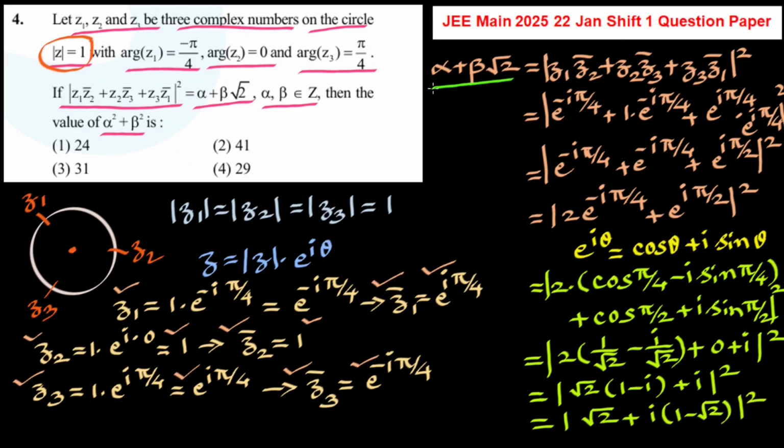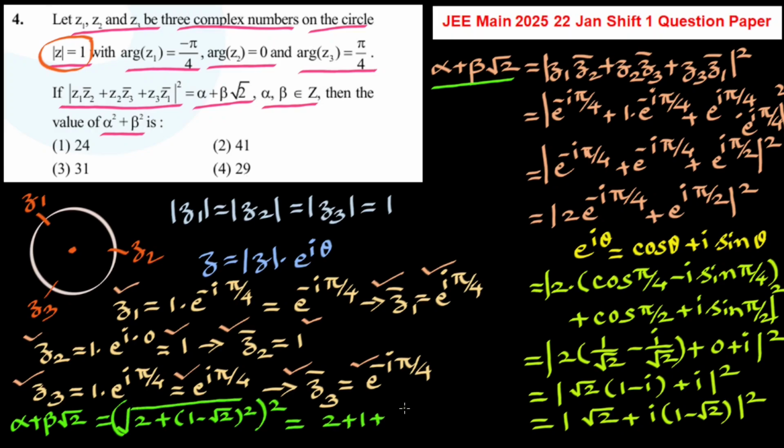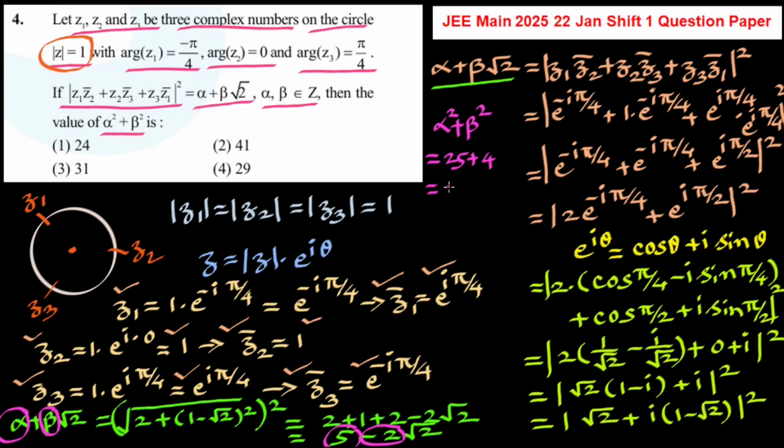Now this alpha plus beta root 2 will be root 2 square, that is 2, plus (1 minus root 2) whole square root of it and whole square of it, 2 plus 1 plus 2 minus 2 root 2, 5 minus 2 root 2. Comparing two sides, alpha is 5 and beta is minus 2. Therefore, alpha square plus beta square will be 5 square, 25, plus minus 2 square, 4, that is 29. Hence, the correct answer option is 4, 29.